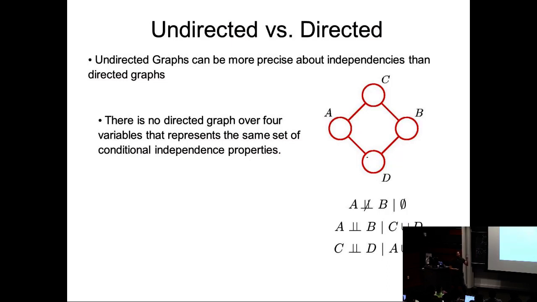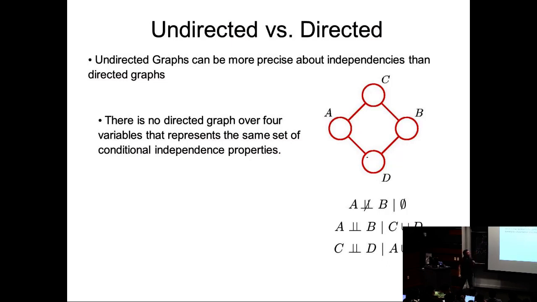So let's look at this particular graph. What is this graph telling me about conditional independence properties? This graph is saying that A is not independent of B. This graph is also saying that A is independent of B given C and D, right? It also is telling me C is independent of D given A and B, right?